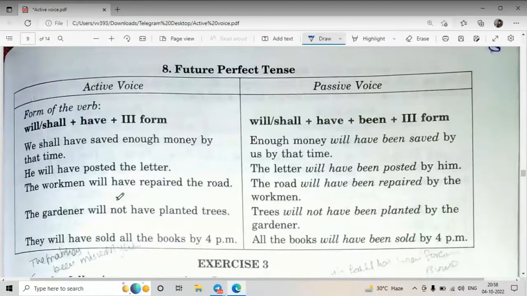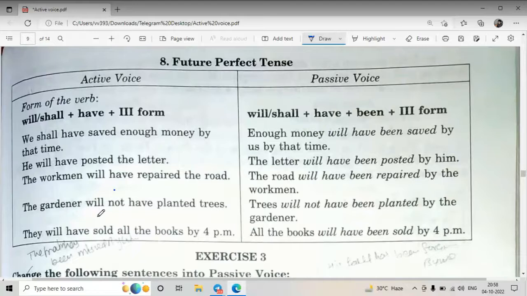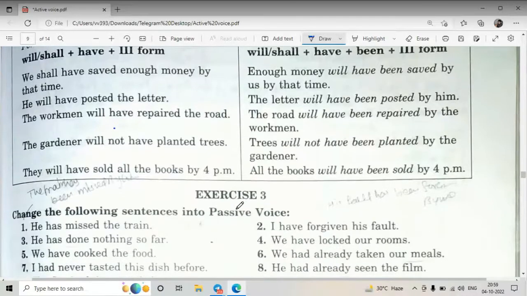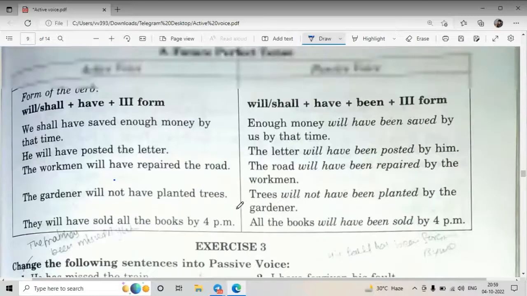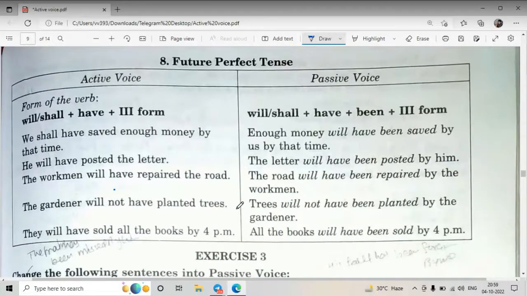The gardener will not have planted trees, and its passive voice will be, trees will not have been planted by the gardener. They will have sold all the books by 4 p.m., and all the books will have been sold by 4 p.m. So this is all about the future perfect tense.